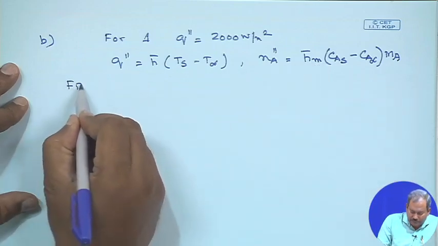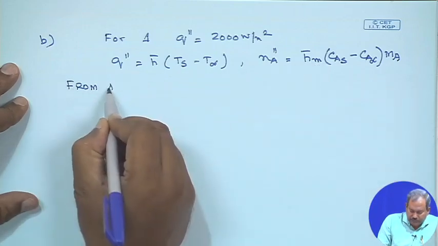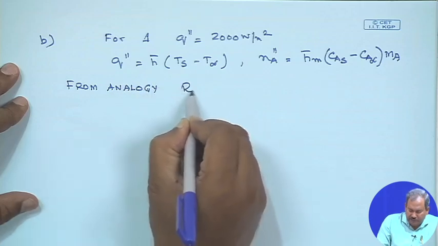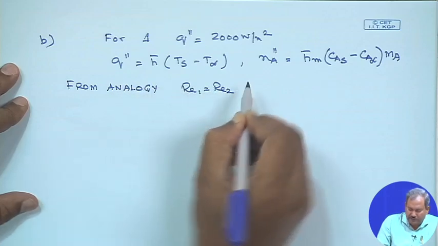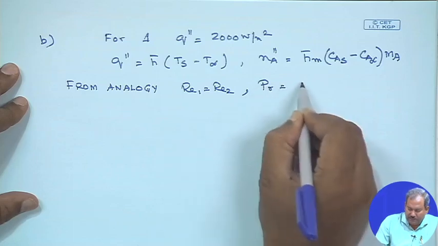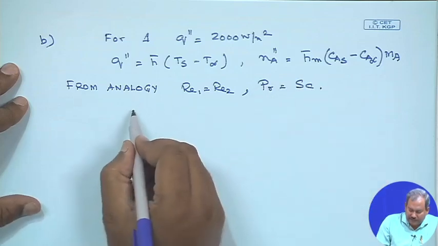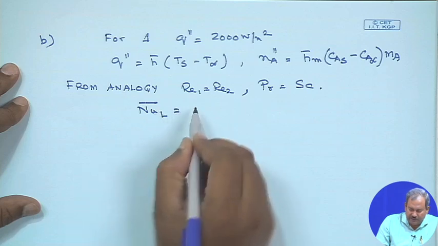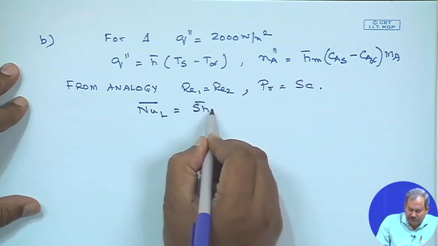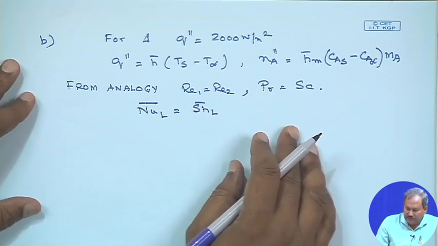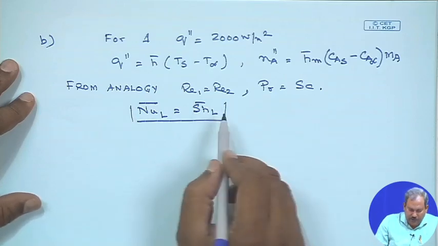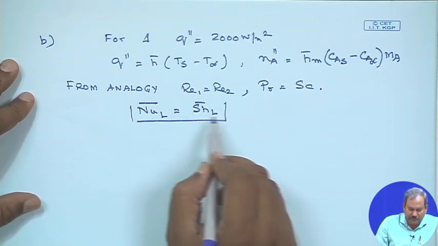From analogy, since Reynolds number 1 is equal to Reynolds number 2 and Prandtl number is equal to Schmidt number, then I can simply write that the average value of Nusselt number must be equal to the average value of Sherwood number. That is what is given by the analogy, which I have discussed many times.